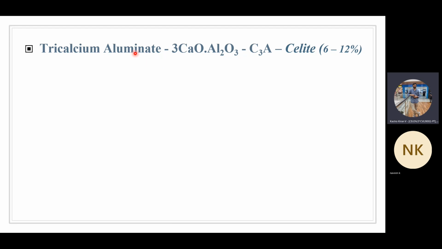In C3A, we'll have the aluminate as the major content. This is the formula for tricalcium aluminate, 3CaO·Al2O3. Al2O3 is the aluminate content. So it can also be called Celite, where it can have a proportion of 6 to 12% in the cement.